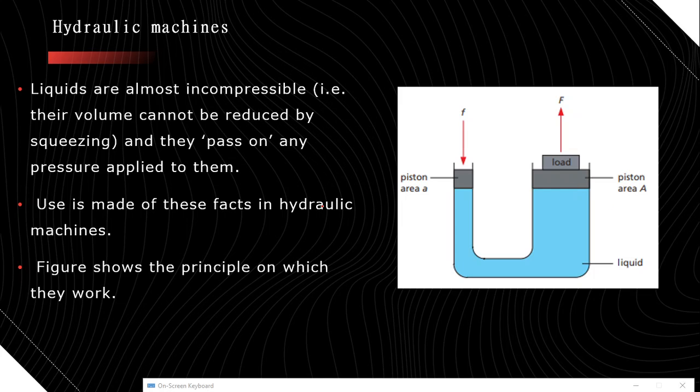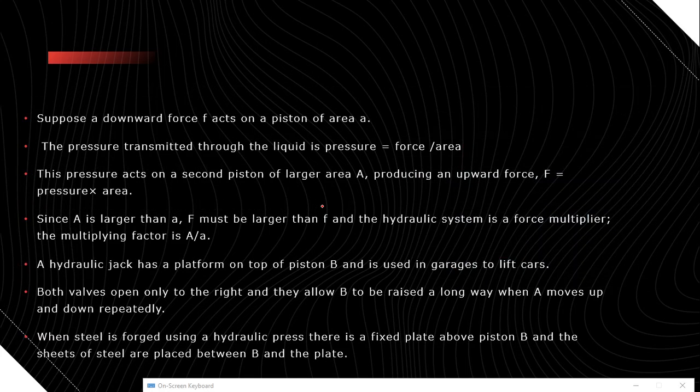So we can utilize these concepts of the relation of area with force or pressure, and the fact that liquids are incompressible, to make use of it in hydraulic machines. Now this is going to explain what happened in the previous slide and how hydraulic machines work. Suppose a downward force F acts on a piston of area A. The pressure transmitted through the liquid is pressure equal to force divided by area.